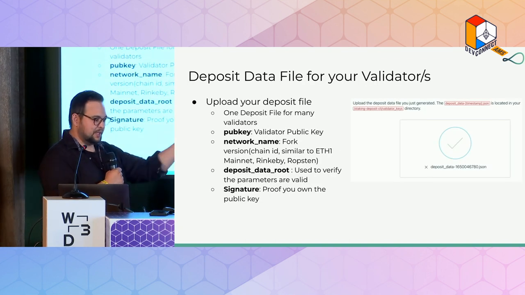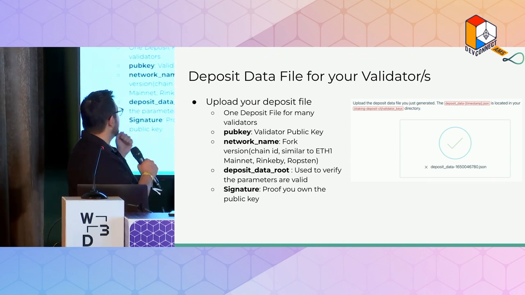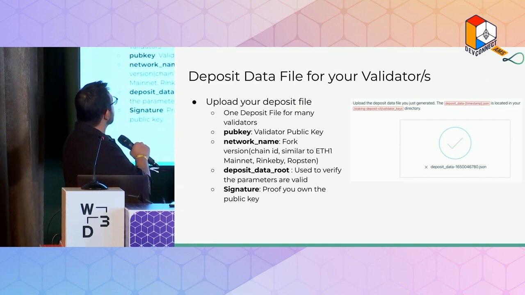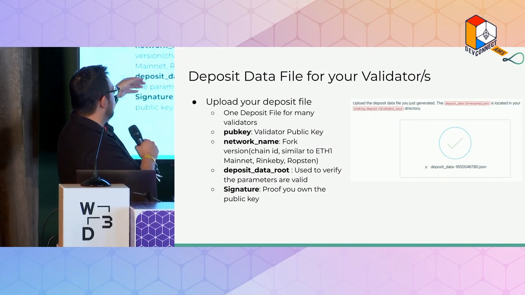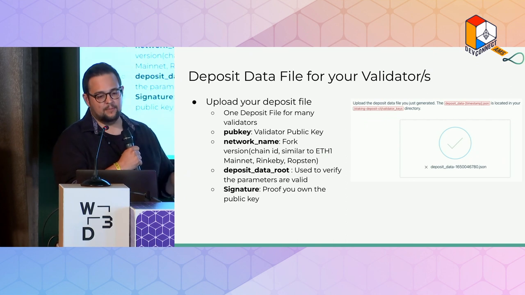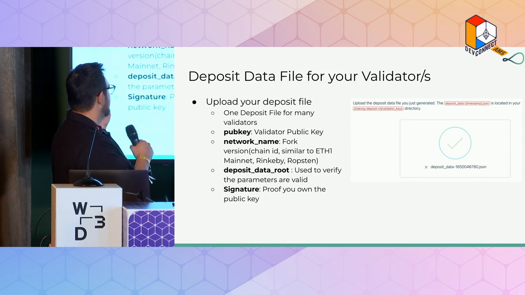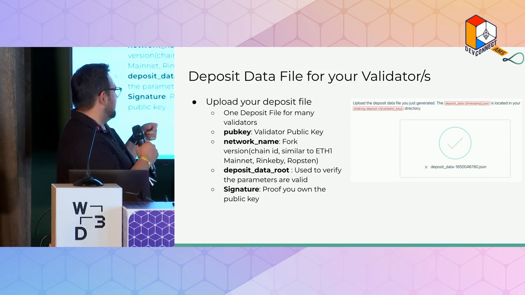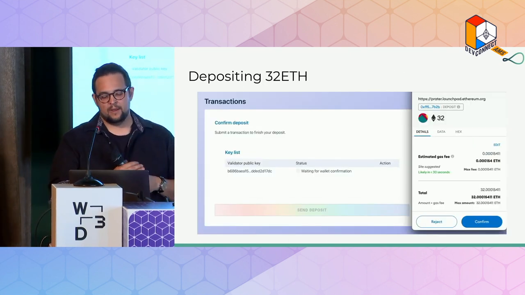Also the output: you'd get your mnemonic, and then you would also get this deposit file. This deposit file would be one file for multiple validators, so multiple rows, and it would include the pubkey, which is a validator public key, the network name, so like for ETH1, mainnet or Ropsten, but for ETH2, and the deposit data root, which is used to verify the parameters, and then the signature, which is effectively the proof that you own the public key.